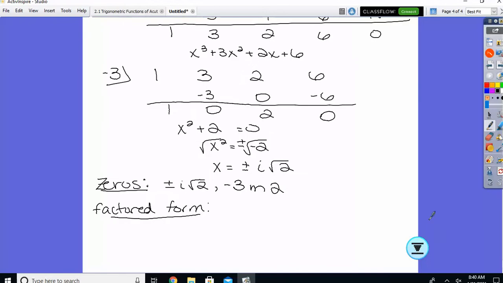Zeros are just the numbers. The factored form is when you put the x with it. So if i radical 2 worked, your factor would be x minus i radical 2. If it's negative i radical 2, you'd have x plus i radical 2. Since it's negative 3, we have x plus 3. Since it was multiplicity 2, it gets a squared.